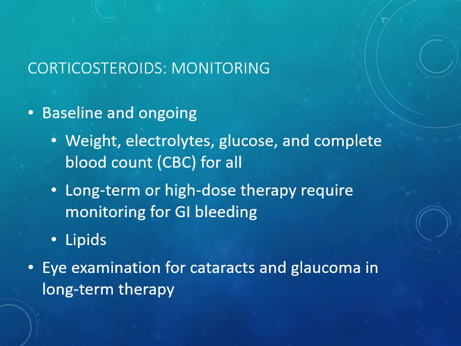Now we'll discuss some of the monitoring that we need to do. Of course, at baseline and ongoing, we're looking at the patient's weight, because we know for long-term use we're going to see an increase in that. Effect on electrolytes, glucose, as I mentioned before, a CBC. With long-term or high-dose therapy, we do need to monitor for GI bleeding. We need to look at the effect on the lipids. And we need to make sure the patient has a regular eye exam to detect cataracts or glaucoma that can occur in long-term therapy.